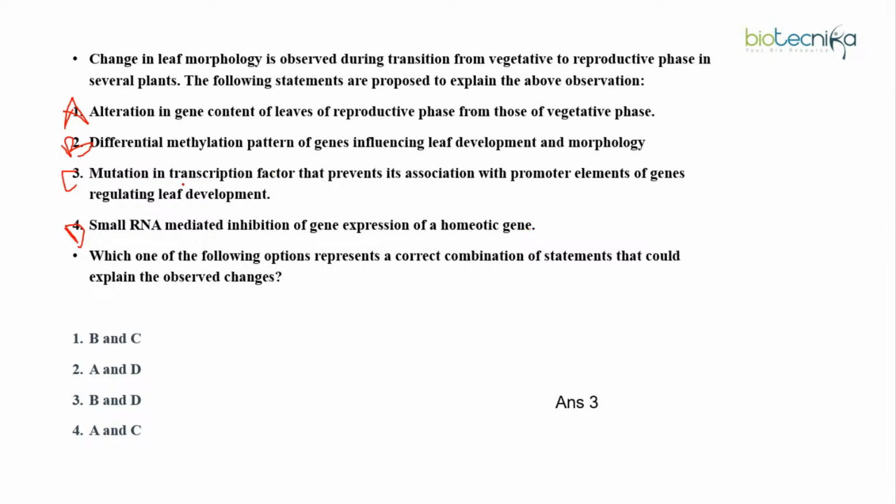Because if it had been a mutation, it would have been a permanent feature. But here we see that it is only appearing during the transition, or it is denoting transition. So it cannot be a permanent feature, right? So mutation is not correct. Alteration in gene content of leaves of reproductive phase from those of, no, this is not right. We are asking what can be the reasons for this phenotypic change that we observe? So only B and D justify the statement. Okay.